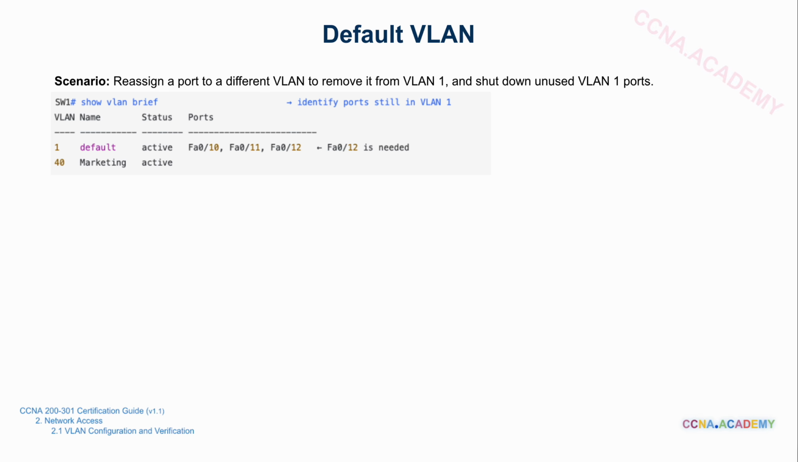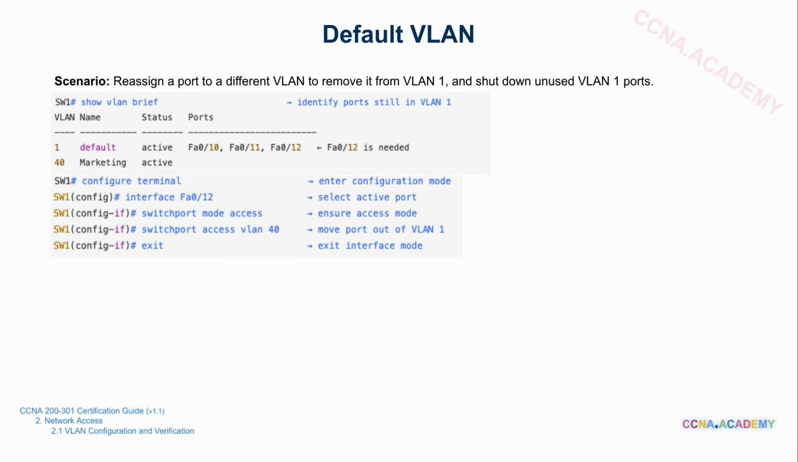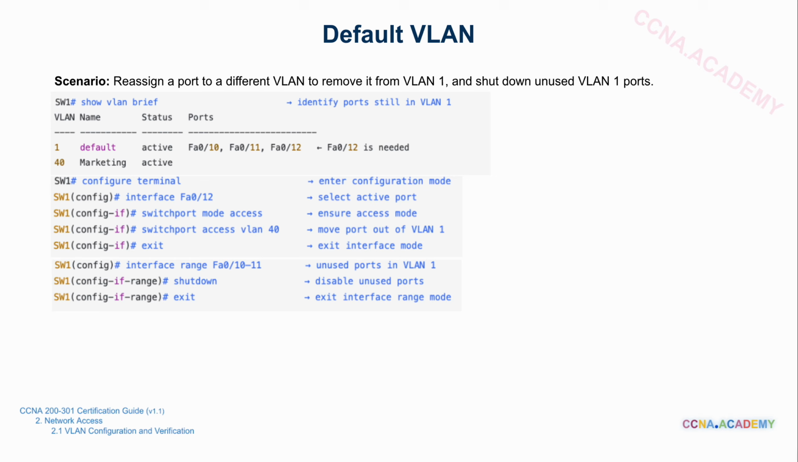First, we identify which interfaces are still assigned to VLAN 1 by displaying the VLAN table. This shows us which ports are actively in use and which ones are no longer needed. Next, we enter configuration mode and select the active port that should remain in service. The port is confirmed to be in access mode and then reassigned to VLAN 40, removing it from VLAN 1. After that, the unused ports are selected as a range and administratively shut down to prevent unauthorized access.